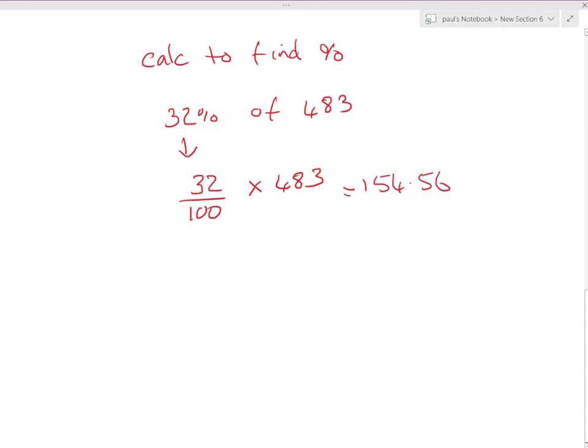154.56. So it doesn't matter what the percentage is or what the number is on the calculator. We just do this routine. So the percentage over 100 times whatever the number is. That's how to find a percentage.